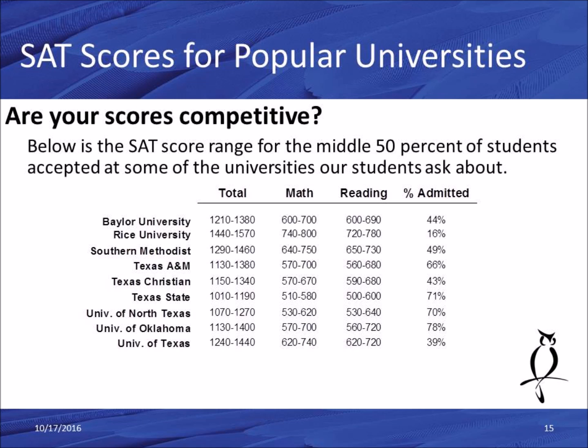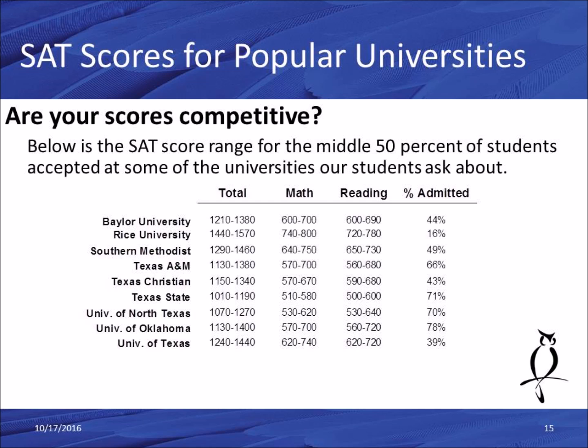We've talked about what makes a good score. Now let's talk about what makes your scores competitive, right? Are you where you want to be for the universities that you're interested in? All right, here we've got several universities listed. All right, hopefully there's some you're interested in, but if not, we'll tell you where to find more information. These are the SAT score range for the middle 50th percent of students who were accepted at these particular universities. So what that means is, let's say 100 students applied to Baylor. Well, the middle 50 of the group had scores between 1210 and 1380. That means 25 were below 1210 and 25 were above 1380.